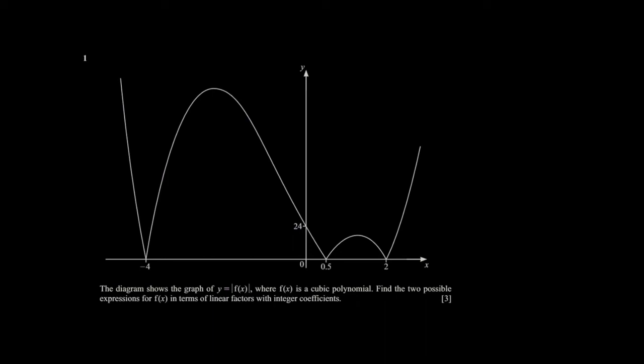Okay, so here we are in question 1 of this paper. The diagram shows the graph of y is equal to mod f of x, where f of x is a cubic polynomial. Find the two possible expressions for f of x in terms of linear factors with integer coefficients.